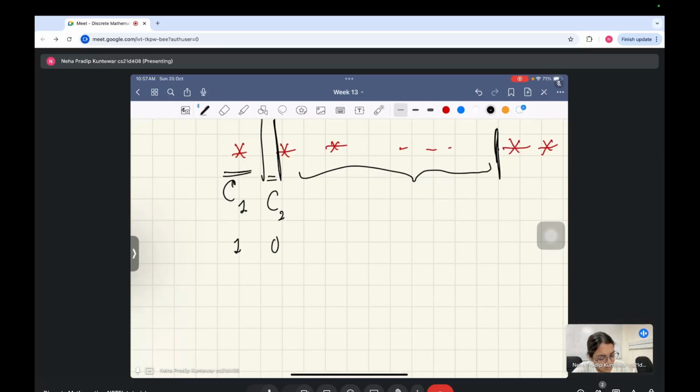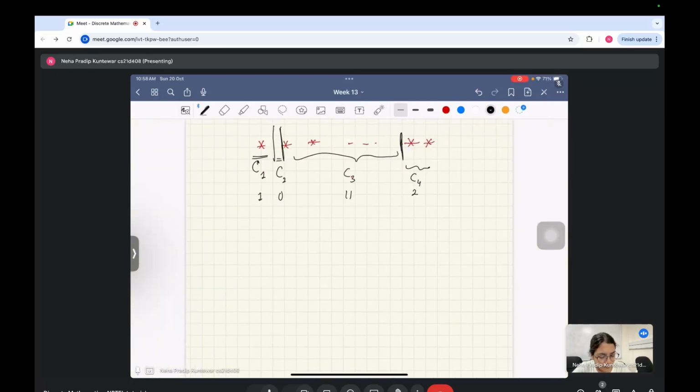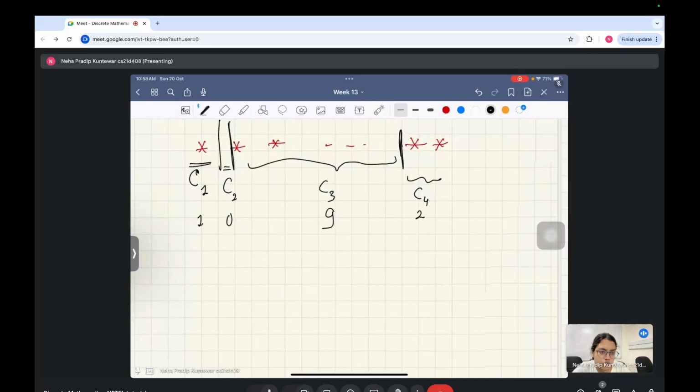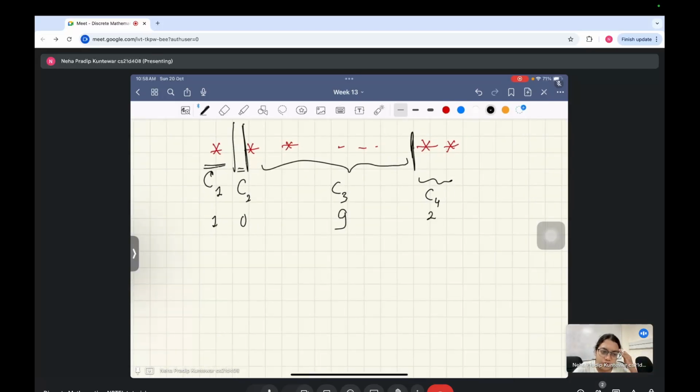So that means the third child gets 11 candies, and the fourth child gets 2 candies. So this is one possible distribution. So the question is, in how many ways can I draw these 3 bars into 12 stars?